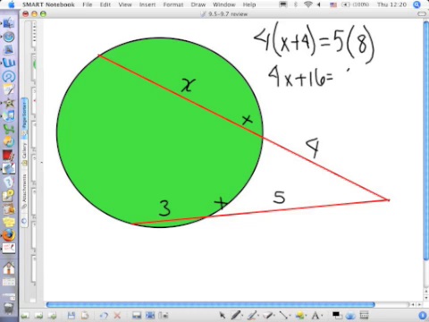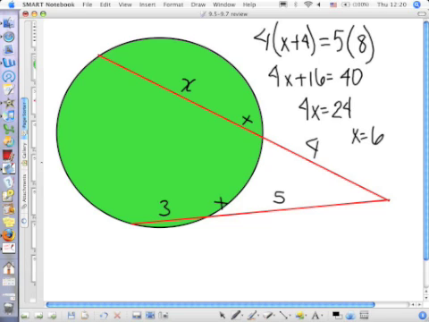equals 40. Why would we put 4x? Because it's x plus 4, not x times 4. How do you know it's x plus 4? Well, if this was 10, what would we say the whole length is? 10 plus 4. So whatever x is, we add it to 4 to find the whole length, the segment addition postulate. So x was equal to 6.